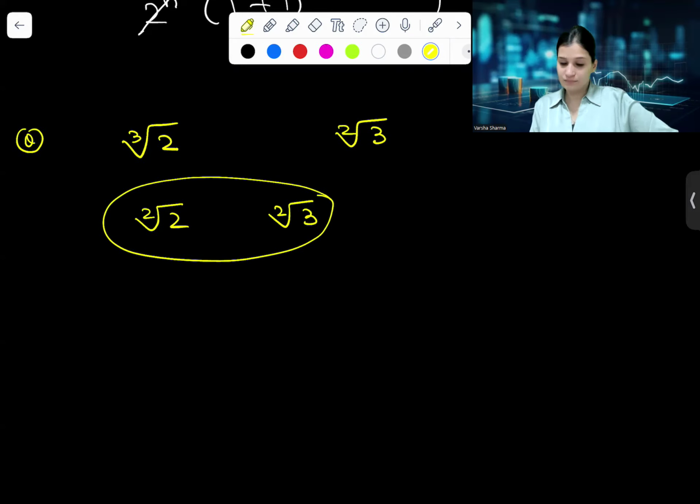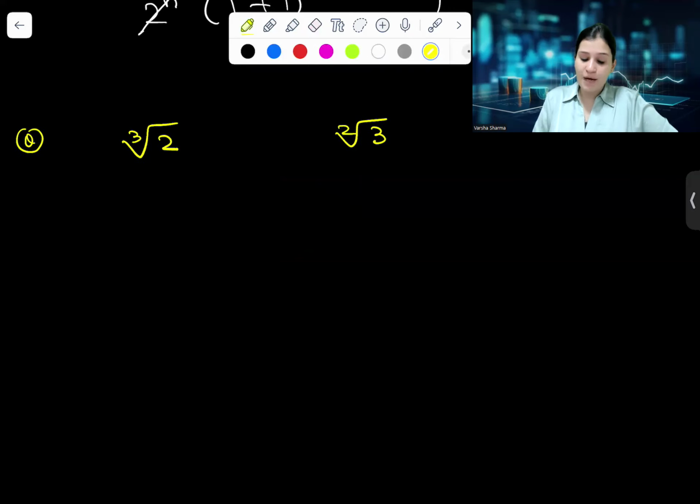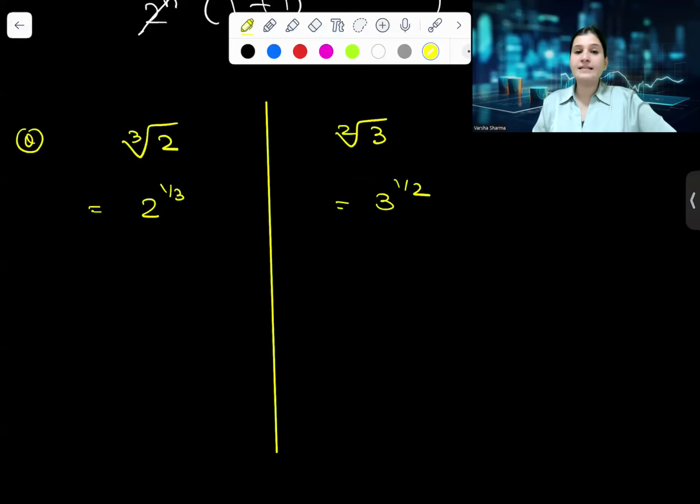Root of 3, ma'am. Yes. Why did it take you so much of time? 3 is more than 2, so their square roots will also be more. But this can't be said here. Why? Because there are different powers. Here it is 2 to the power 1 by 3, and here it is 3 to the power 1 by 2. So right now I can't compare, yes? But if the power would have been same, then it was easier for me to do.